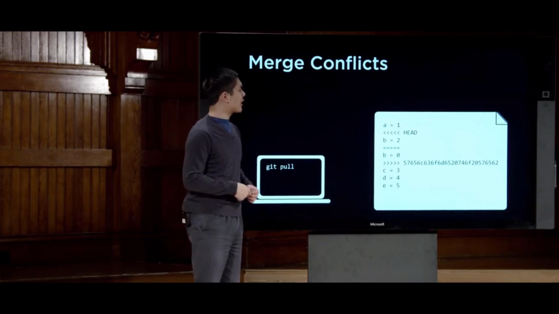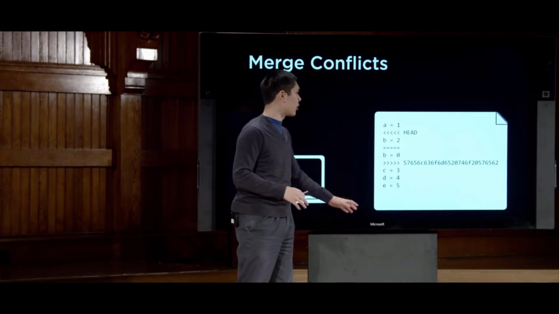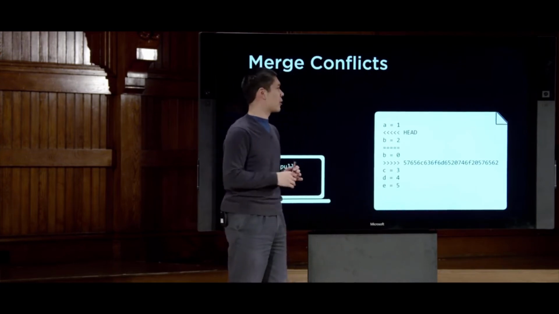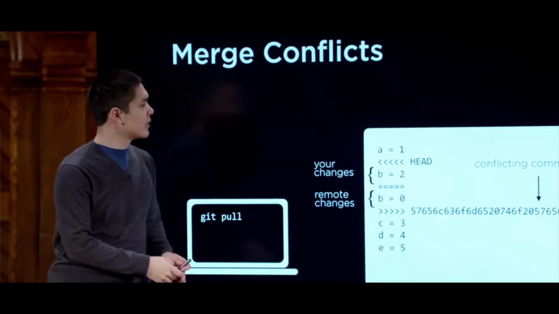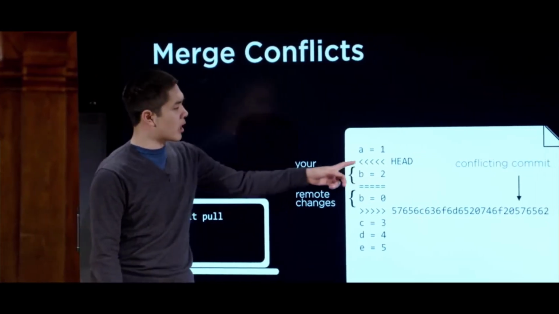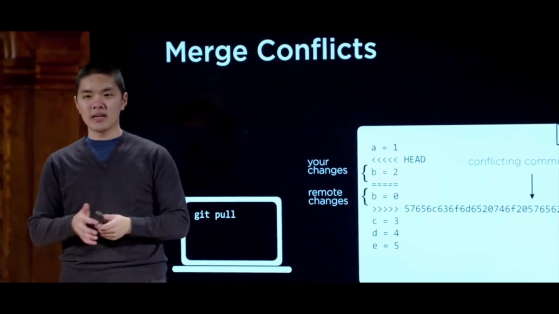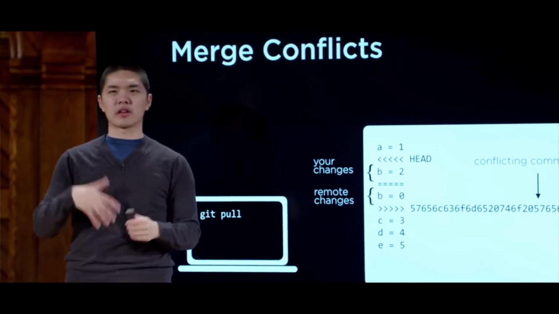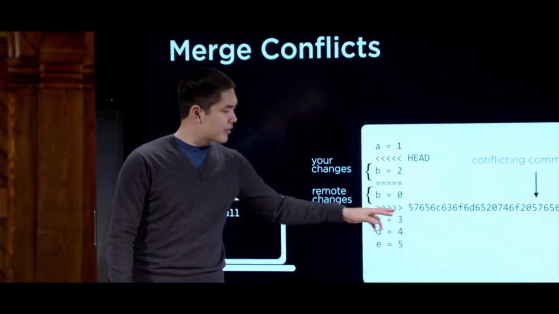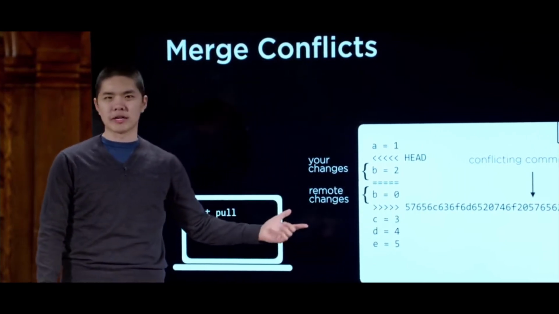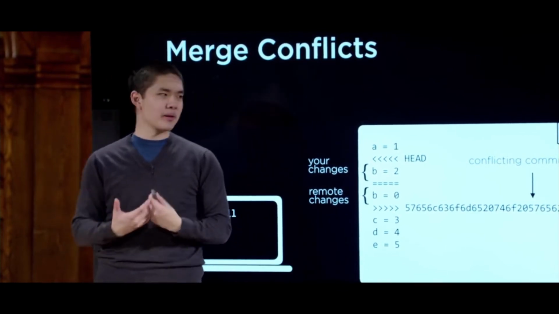Well, generally, the file is going to look a little something like this. Git is automatically going to add some metadata to the file to describe the things that it can't quite figure out. And it's a lot of cryptic-looking information, but we can distill it down into a couple of key parts. Everything in between these arrows at the top and the equal signs here are your changes, the changes I have made on my version of the repository that are somehow conflicting with some other changes. Everything between these equal signs and these arrows down here are the remote changes, the changes from GitHub that I'm trying to pull in that somehow are conflicting with what I've currently been working on.